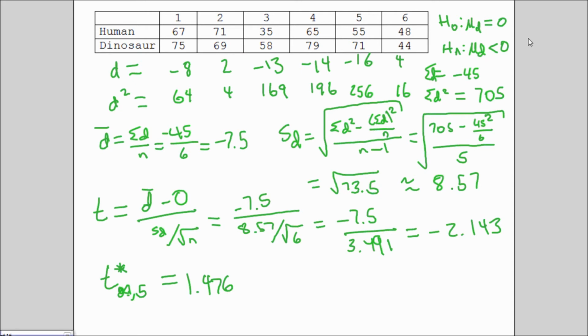Because our alternate hypothesis is less than, we take a minus of this. Minus 1.476 is greater than minus 2.143, so once again we can reject H naught. We can say that there is sufficient evidence at the alpha equals 0.1 level of significance to say that dinosaurs are better than humans. And it doesn't matter how I chose to construct this. If you constructed it with dinosaur minus human, and those all became positives, you would just have to change your alternate hypothesis and your rejection criterion, but you'd find you'll still come to the same conclusion.